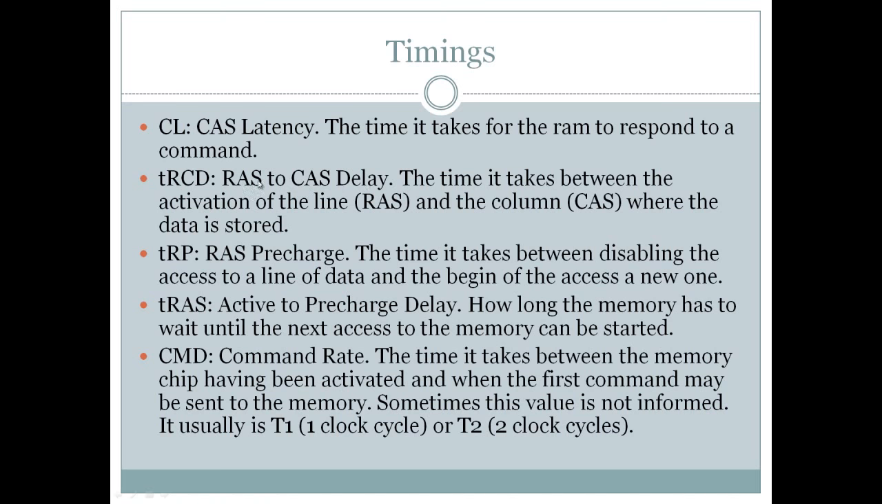The RAS to CAS delay is the activation of the line and column where the data is stored. If you think of memory like a matrix, laid out in rows and columns, in order to find an individual row and column, it will go over in rows and then drop into the column. So it's how long it takes between when it activates and when it's kicking back out. How long does it take to turn on and then kick memory back out?